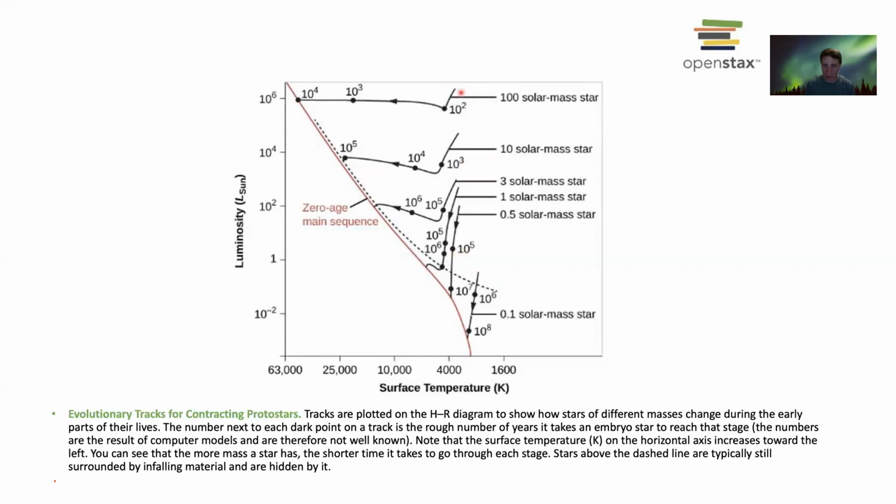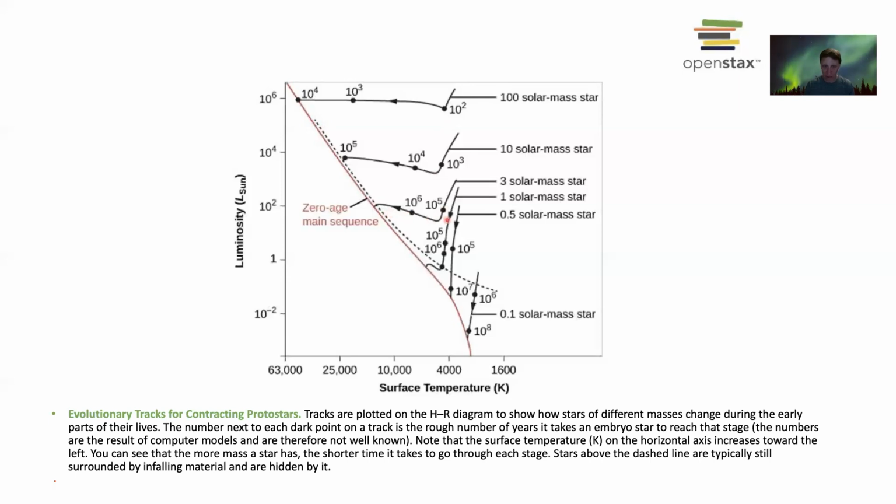So as they contract, at first, they just get less luminous. And that's because at first, as they contract, heat is able to escape. But once they get down to a certain point, and you can see that as the kind of elbow in these tracks, then they get dense enough that they can actually start to accumulate heat. And that's when they start to actually get hotter and move to the left on the diagram.